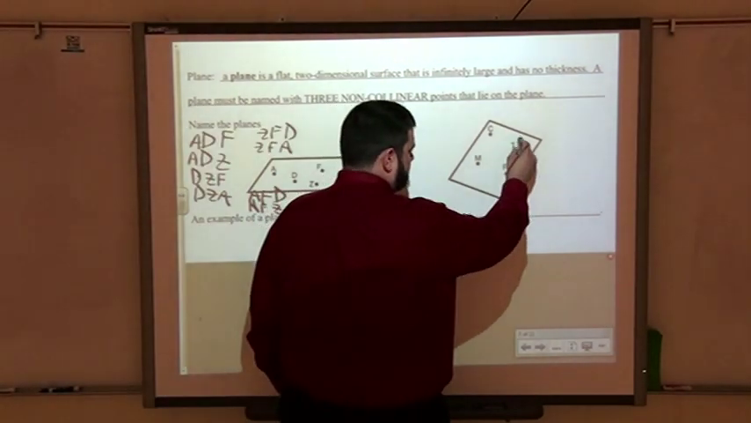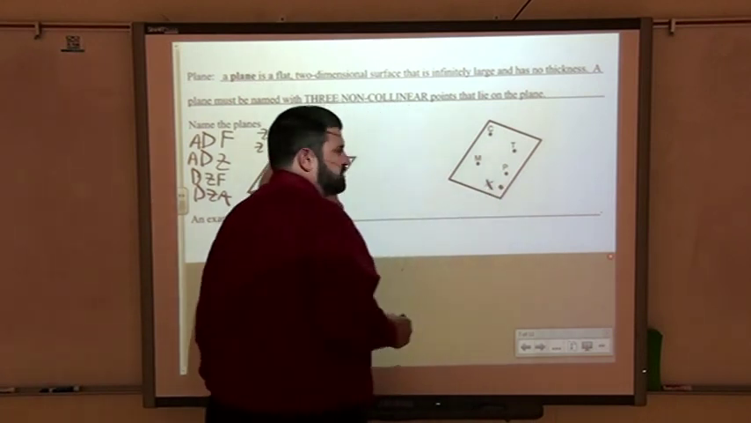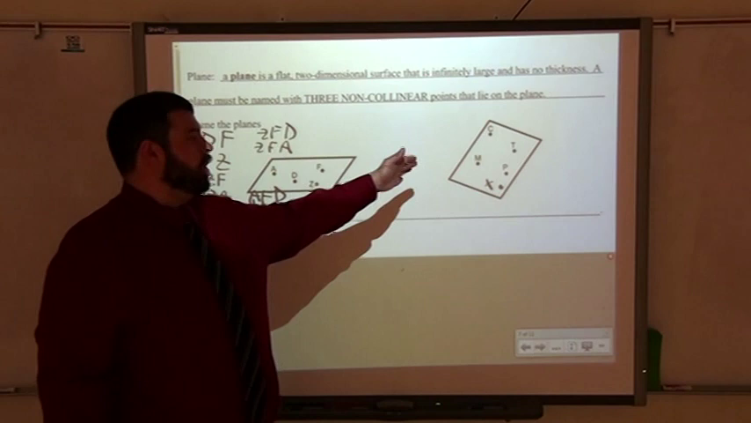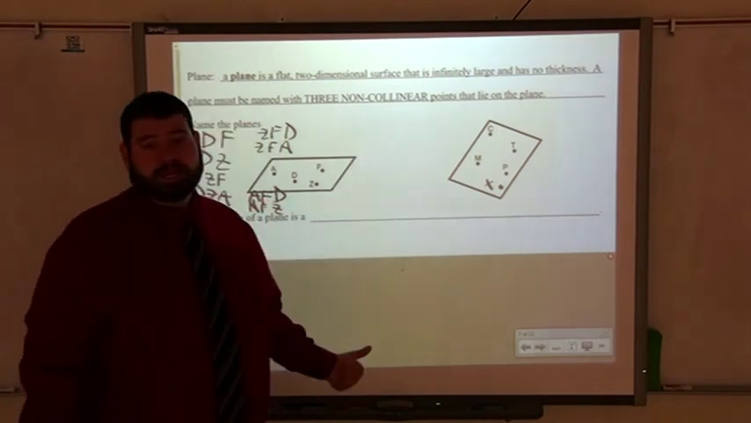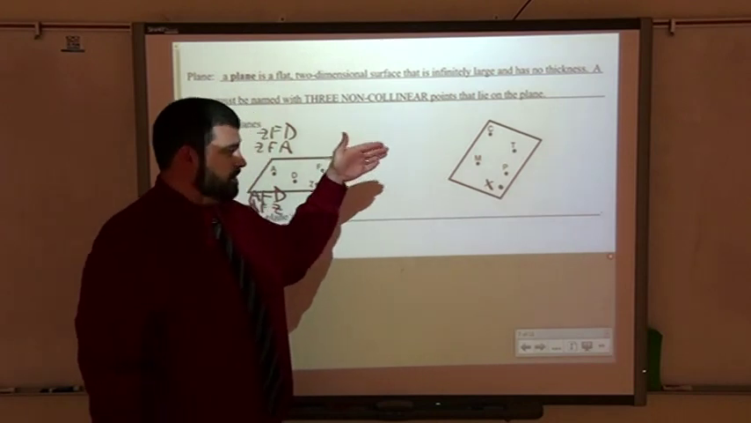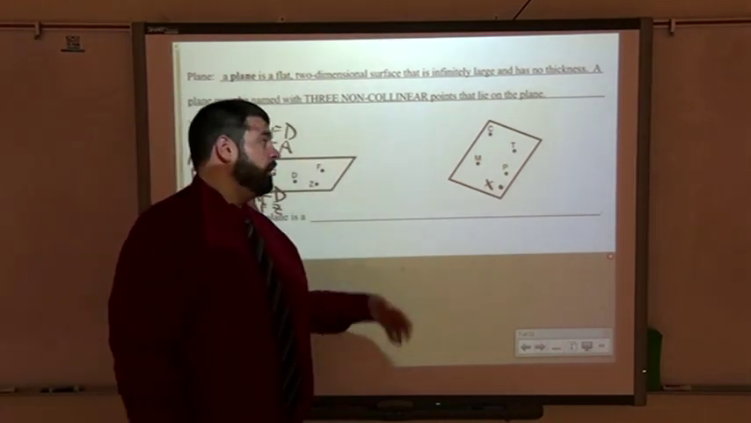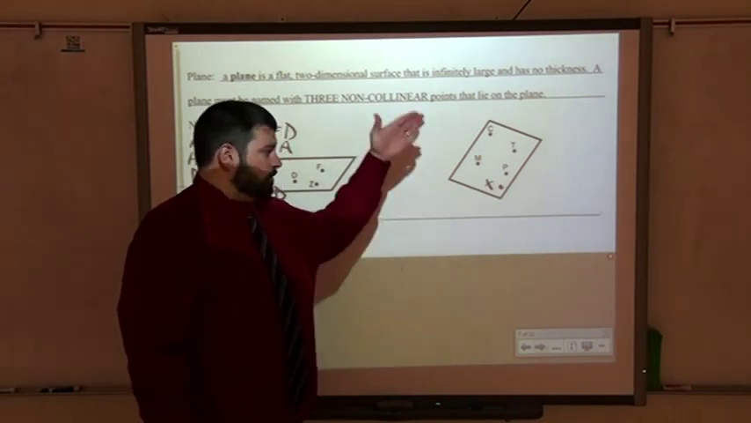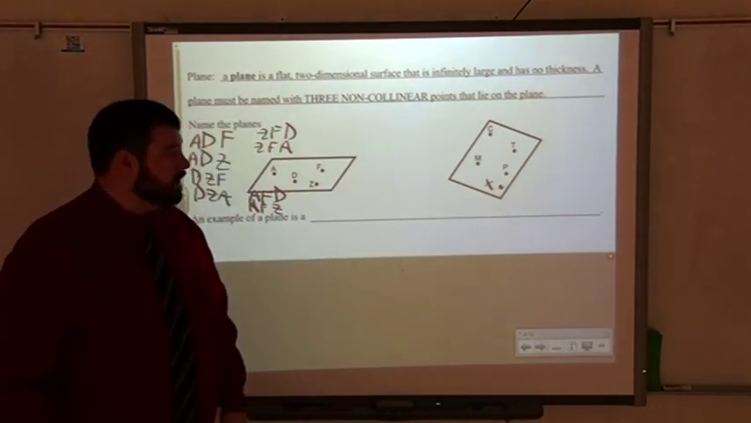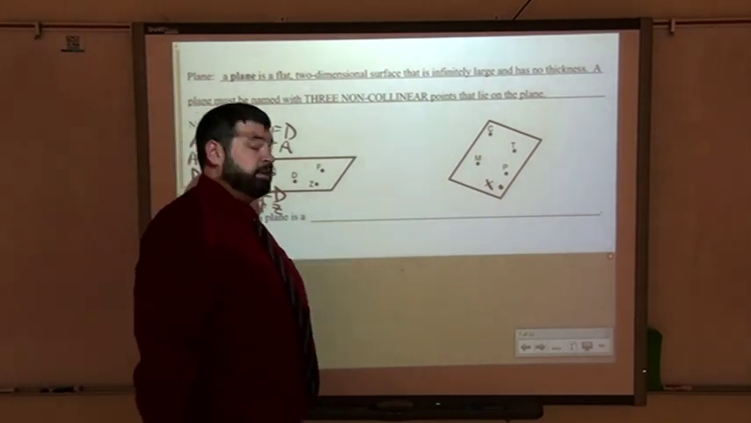So what that means is that if I had another point, let's say right here, and I called it X, I'm just making it up, you could not name that plane TPX. We'd have to call it TPM or TPC. So T to P to X would not work, because they're all in a straight line. So that's what we have to be careful of.